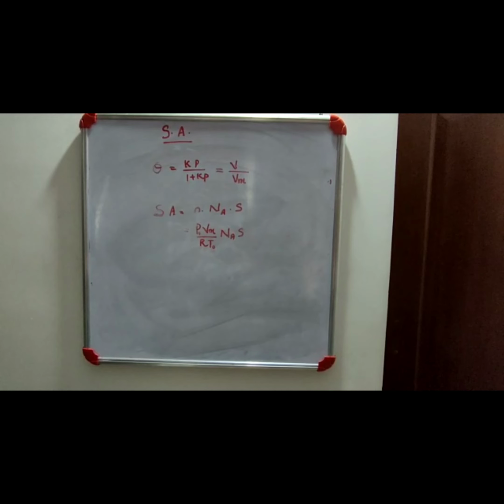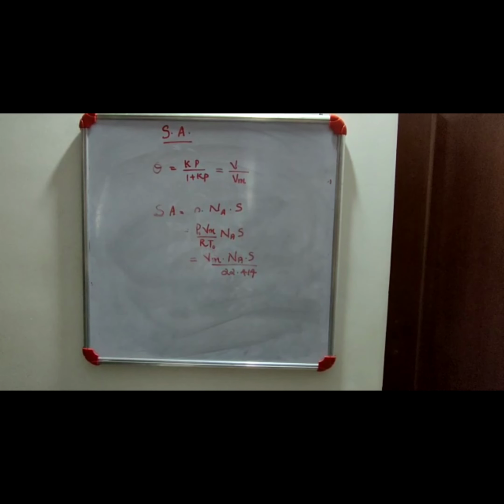Here 0 subscript indicates STP condition. So under STP we can reduce the P0 by R T0 by putting the molar volume condition. And this is equal to, surface area will be equal to Vm into Na into S by 22.414. So if we know the surface area for a single gas molecule and we have the Avogadro's constant, we can calculate the surface area if we are getting the value of Vm.